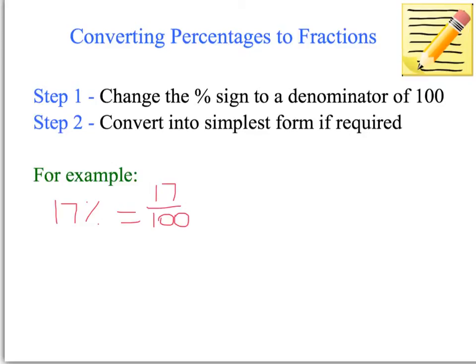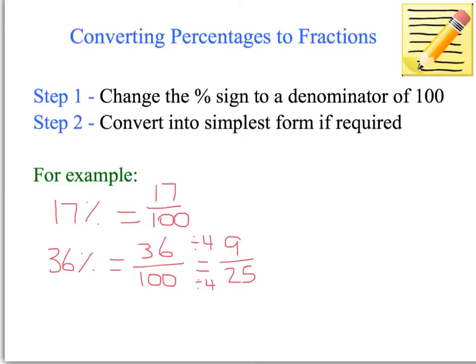I'll give you another example, 36%. That equals 36 out of 100. Now obviously these are both even numbers, so we can take that down a bit further. We know 4 will go into both of these numbers, so 4 9s are 36, so we're dividing by 4. And there are 4 25s in 100. And that is its simplest form.